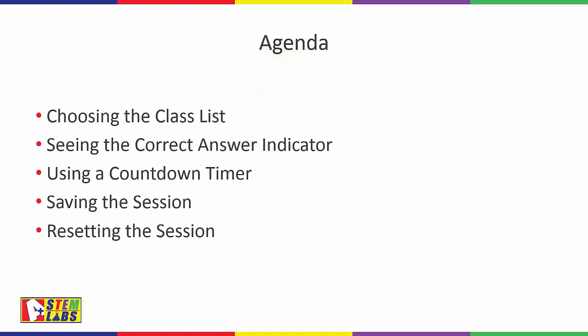In this video, we'll start off with choosing the class list. We'll then see the correct answer indicator after our students have answered the question. We'll use a countdown timer on one of our questions. We'll save the session so that we can view reports later on. And we'll reset the session so that we have the ability to use this assessment with another class. Let's jump right over into an example assessment.